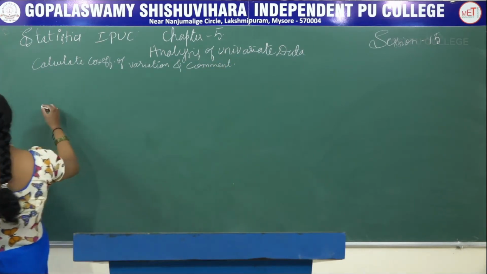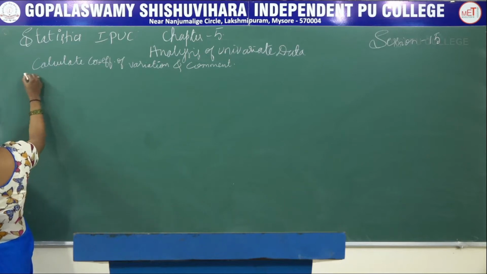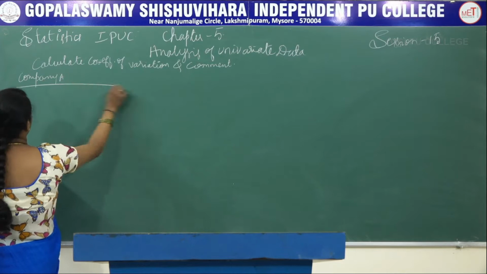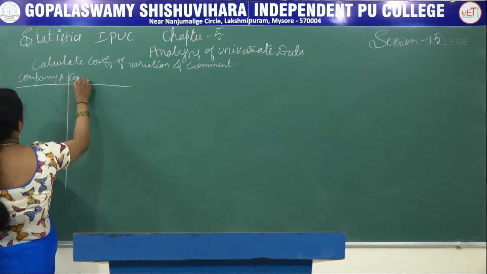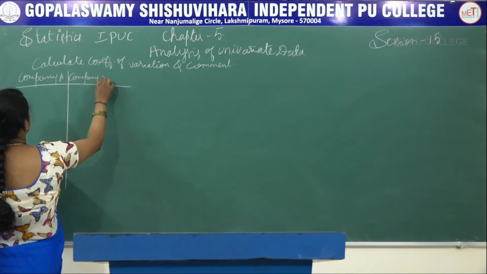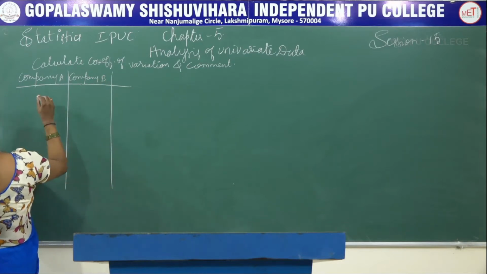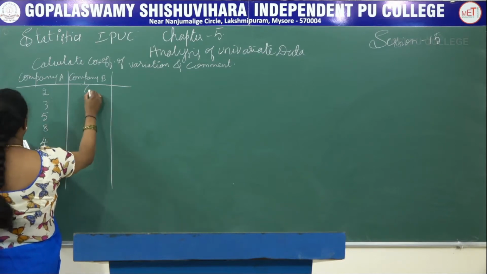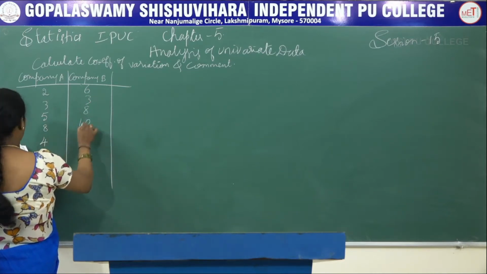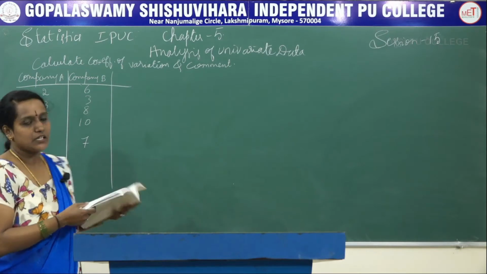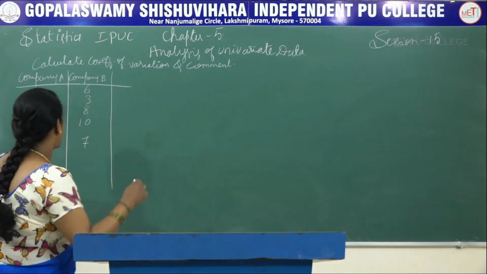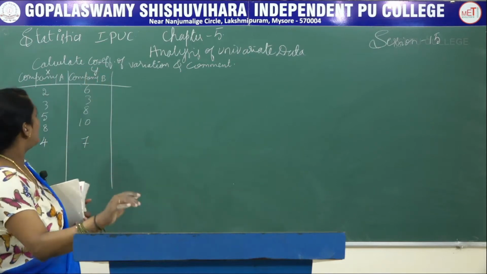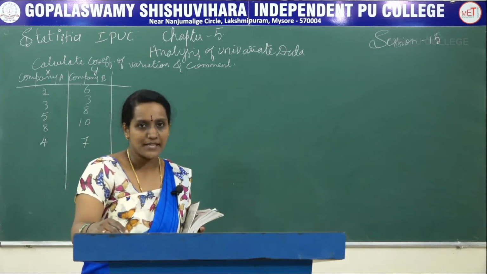So the data is like this. Company A and company B. Company A is 2, 3, 5, 8, 4, 6, 3, 8, 10 and 7. And here we will take company A as X and company B as Y. So we have to compare these two companies.